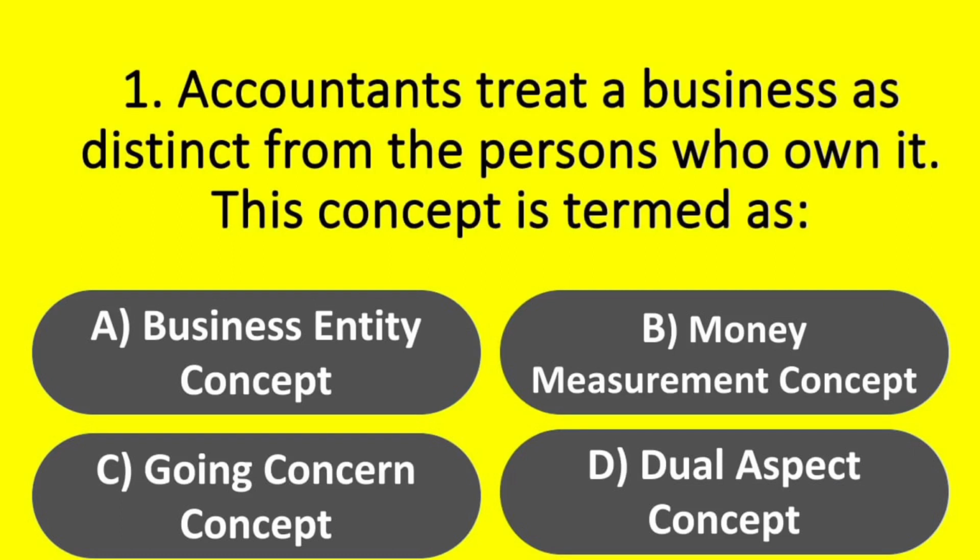Question. Accountants treat a business as distinct from the persons who own it. This concept is termed as option A, business entity concept, option B, money measurement concept, option C, going concern concept, option D, dual aspect concept. Answer option A, business entity concept.